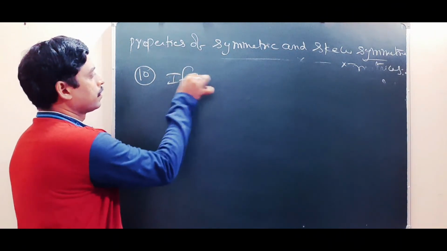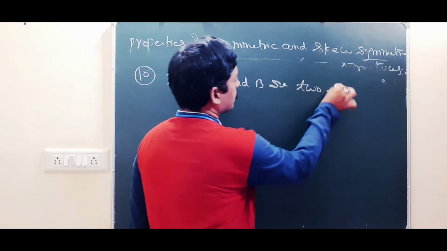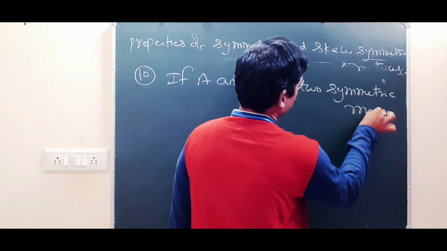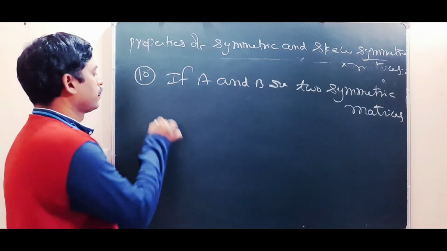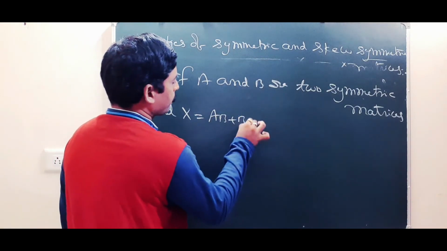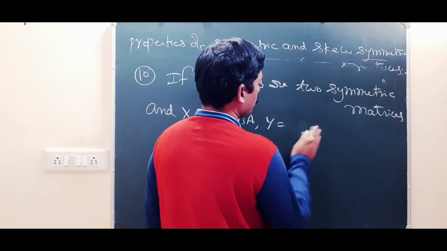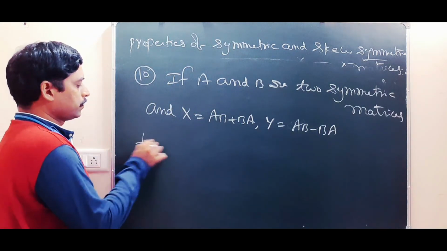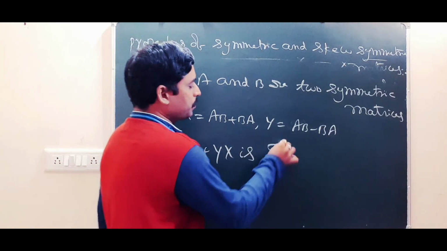If A and B are two symmetric matrices, and X is equal to AB plus BA, Y is equal to AB minus BA, then XY plus YX is a skew symmetric matrix.